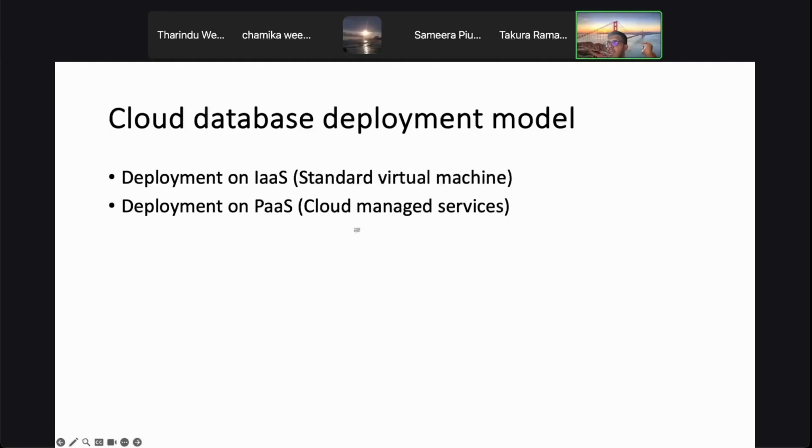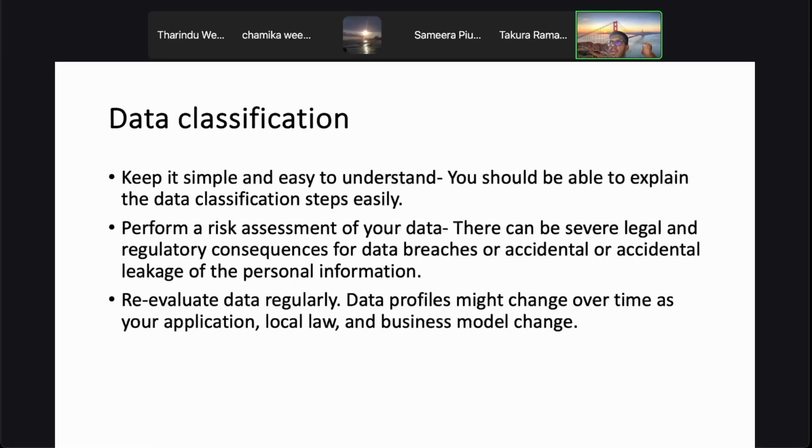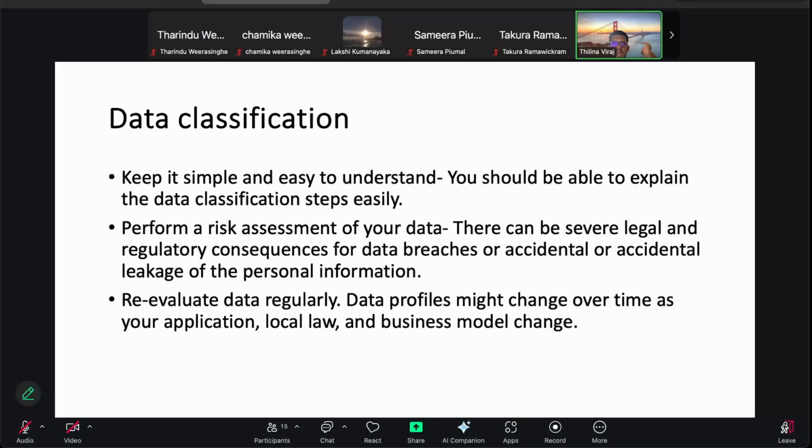Okay, coming back here, I'll go here first of all. The data classification, right? Can you go through the slide by taking 2 minutes?